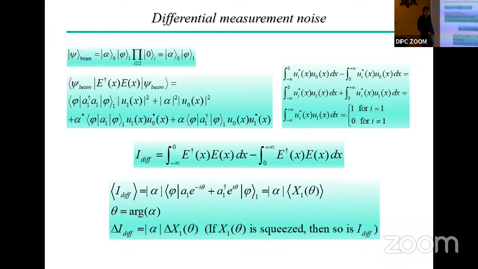And the displacement is given by the relation between alpha and the beam? The displacement, well, okay. What happens is this. If you have just a displaced beam, what you have here is some alpha, and here we would also have a coherent state with some beta, but with a different coefficient. And this coefficient beta should be a small one, if your displacement is very small.